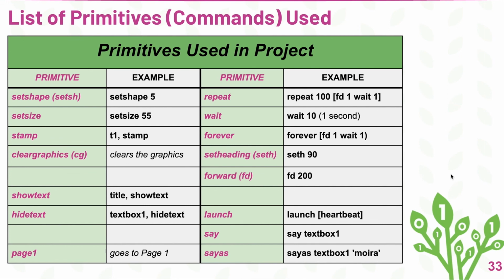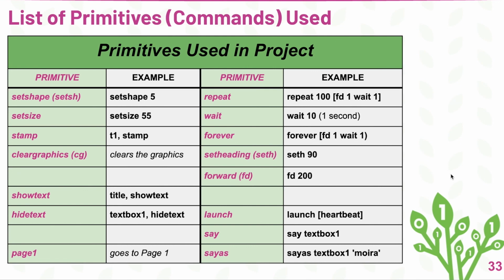Set heading, or the short form, set H, with a space and some number. It's like points in a compass. So zero is north or up, and 90 is to the east or to the right, and everything in between 0 and 360. Forward will obviously move your turtle forward. Obviously, there's back, and there's right and left as well. Those are other ways to turn your turtle, right and left with some number after it, forward and back. Launch is great for sounds, but remember to keep that sound file name a single word. Say and say as do exactly what they say. They read the text.